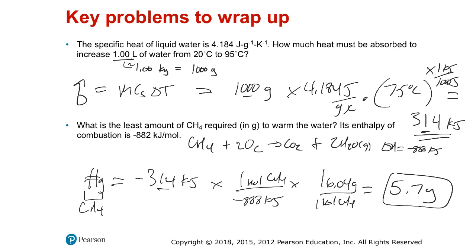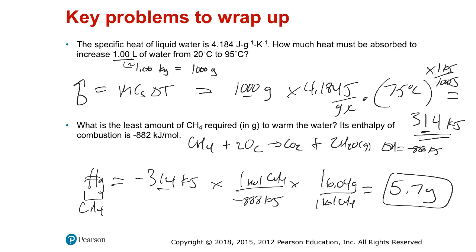Okay, so the heat it takes to warm up a liter of water, just assume 1.00 grams per mL. Nothing fancy with the density there. So assume you have a kilogram of water, or 1,000 grams, and then m Cs delta T, so delta T is 75 degrees C times Cs and 1,000 grams. So that's 314 kilojoules, just 2 sig figs.